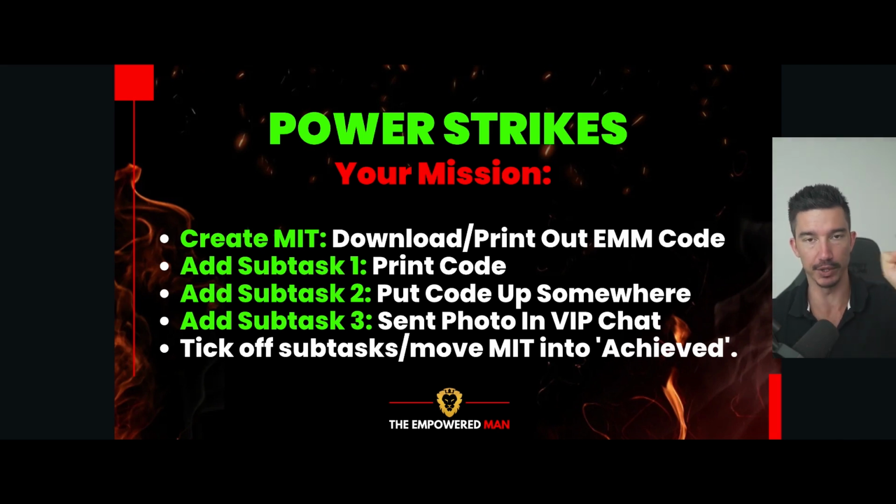So once you've created this most important task, once you've added these 3 subtasks, you're going to tick off each subtask one at a time, and you're going to move it into your achieved column once you're done.